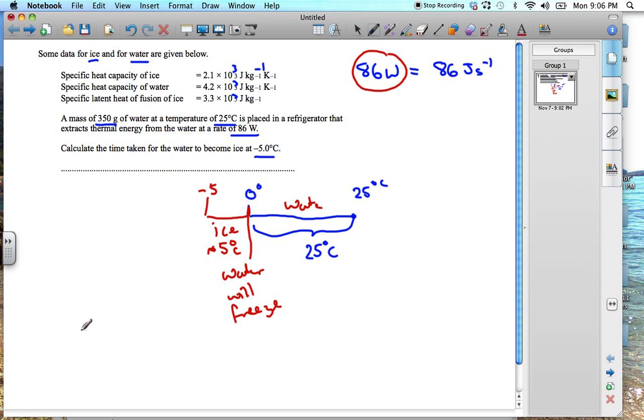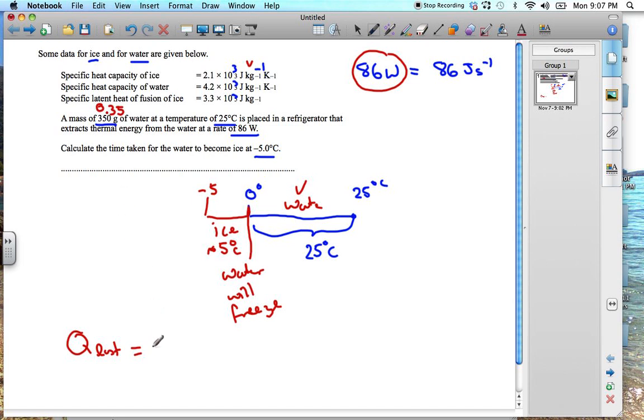So let's see the energy loss, the Q lost, and let's take it one at a time, and this is very important to do in these problems. Let's firstly take the water. So that's going to be MC, change in T. Now the mass is 350 grams. Remember to always change this into kilograms because these are all given in kilograms, you see. So we've got to use kilograms.